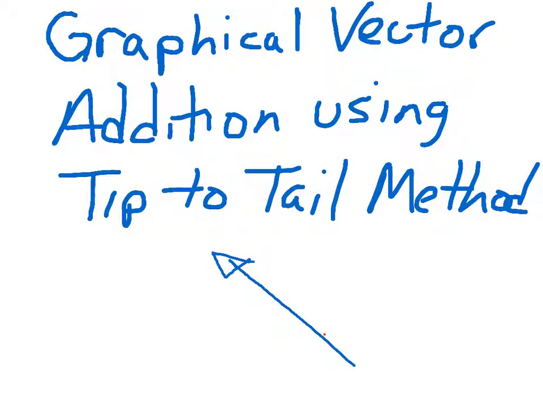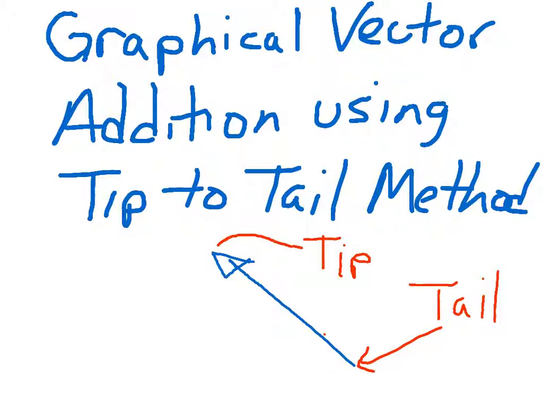Okay, so now we're going to talk about how we add vectors in a way called graphical vector addition using a tip-to-tail method. And graphical means we're just going to use graph paper and draw the vectors out on a graph grid and add them that way. And tip-to-tail method refers to the fact that vectors have two ends to them. The end that has the arrow right next to it is called the tip, and then the other end without the arrow is called the tail. And we'll see here in a second how that plays out when we use this method.